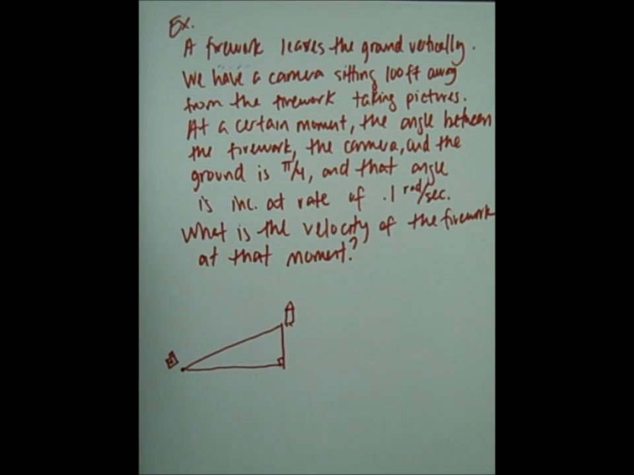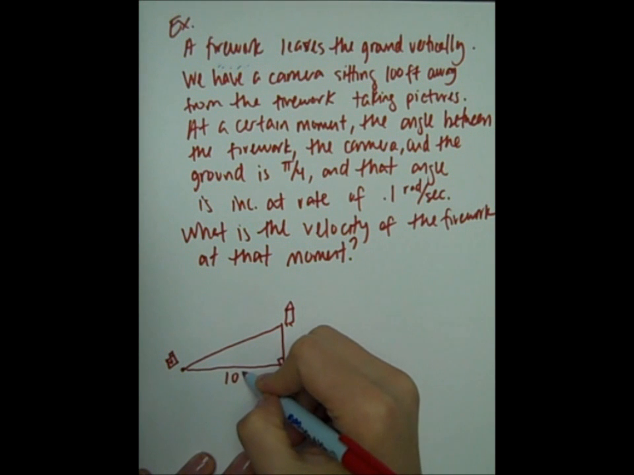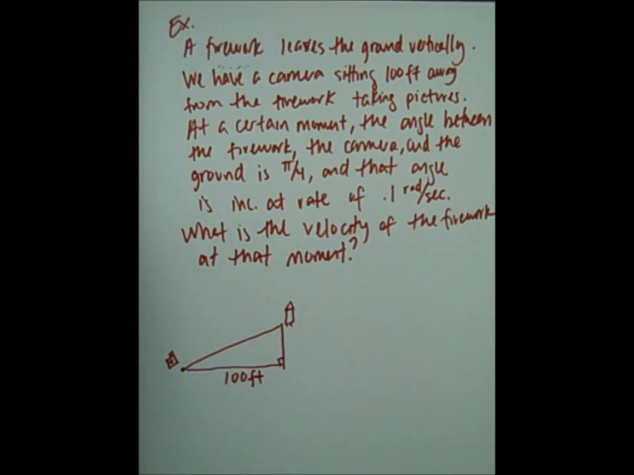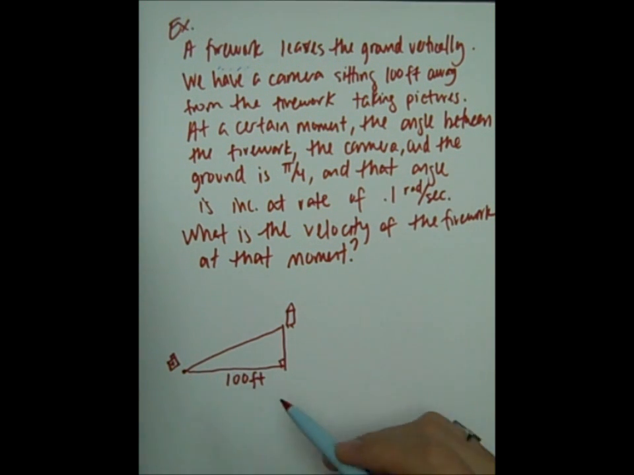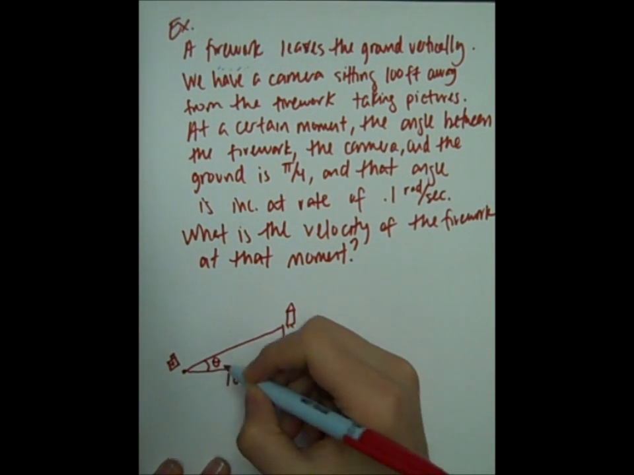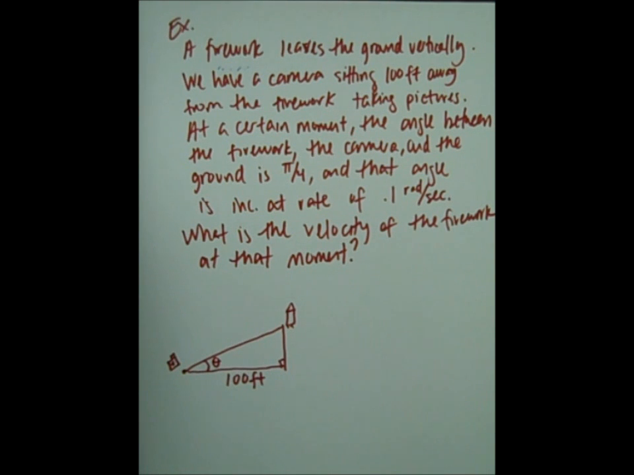So in this problem, let's ask ourselves, what is varying? What is staying constant? Well, one thing I know is that this distance is going to remain 100 feet. The camera's not moving away from where the base of the firework was. I know that that camera's staying still. They're also talking about the angle between the firework, the camera, and the ground. So let's see, here's the firework, here's the camera, and there's the ground. So I know this angle theta is also varying.